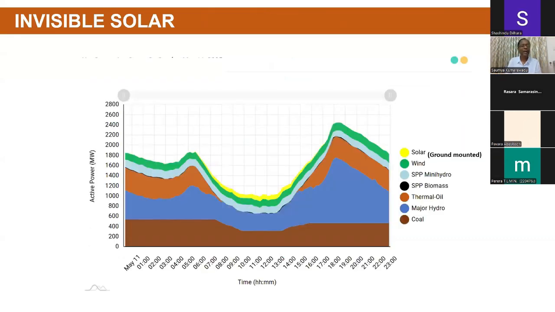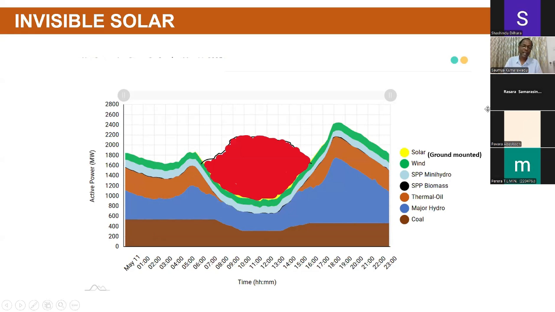Right, this is what I showed you at the beginning. This is a generation curve of a Sunday. I said this is not the actual generation curve, but this is what the transmission network, or the system operator, sees as the generation curve or demand curve, because there is a huge amount of invisible generation here.